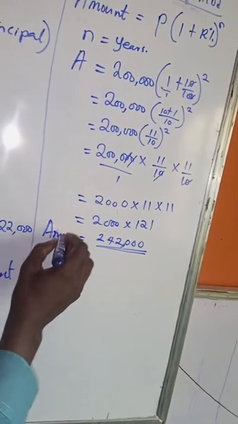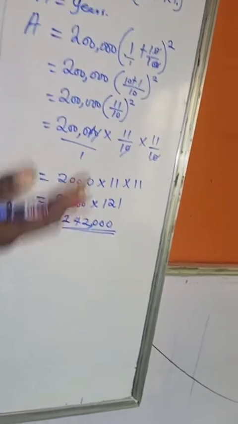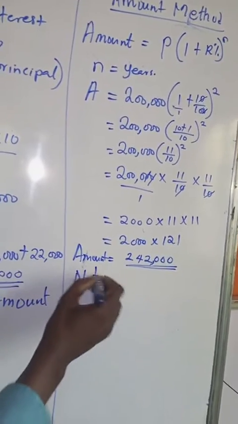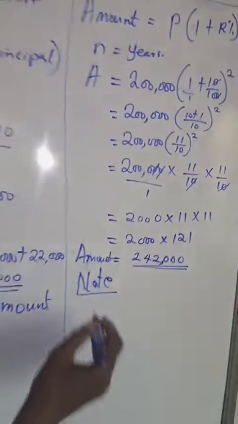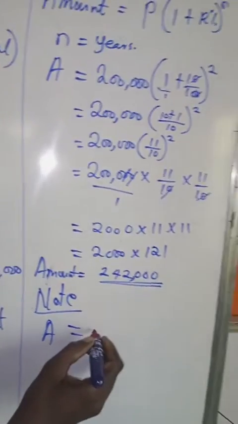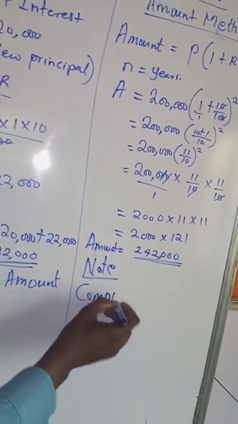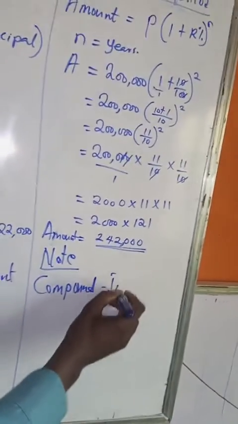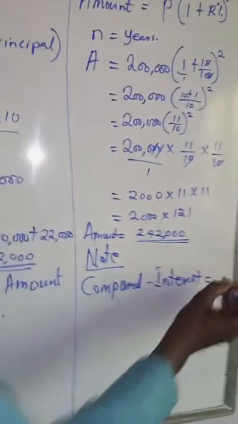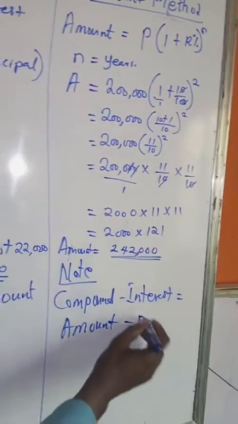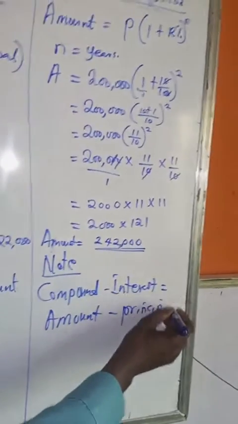And if you check this amount and the amount that we got here, it's the same thing. So amount is just to get the total amount that will be on ground. That's not the compound interest. Take note. That's why I'm shouting. Note that I want to get the compound interest now. Compound interest will be equal to amount minus principal. And that's what we did here.